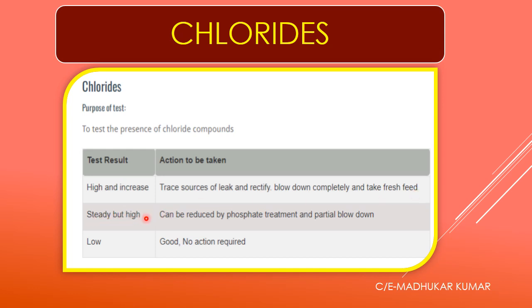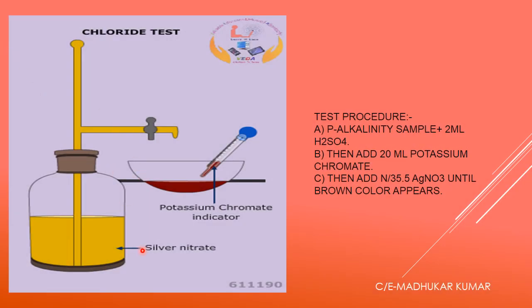Okay, steady but high can be reduced by phosphate treatment and partial blowdown. Blowdown frequency should be increased and testing should be done for the chlorides, and the phosphate treatment is done. Low, good, no action required. Okay, you can see that this is your pictorial representation.